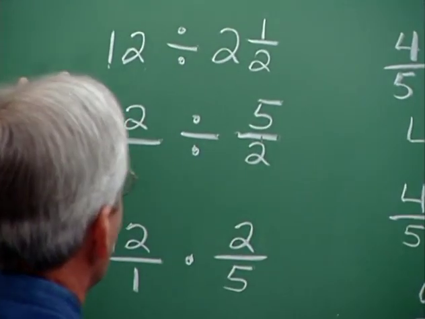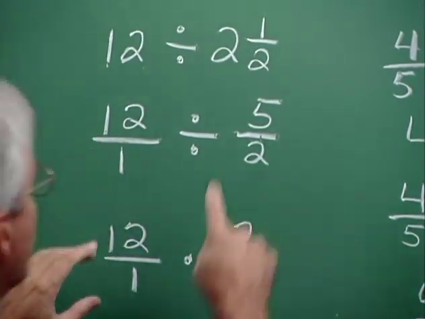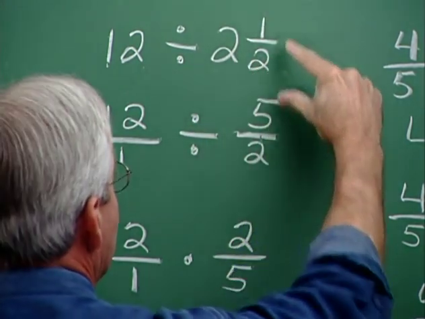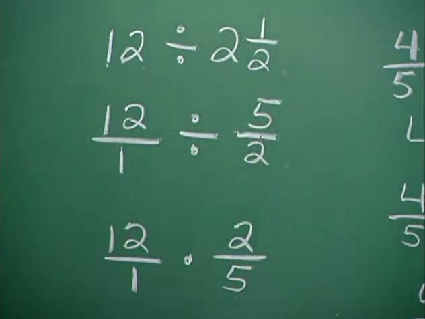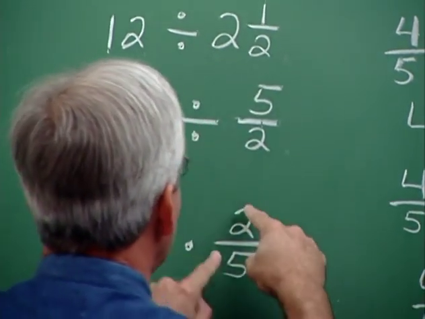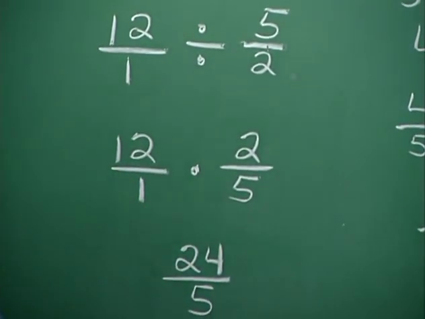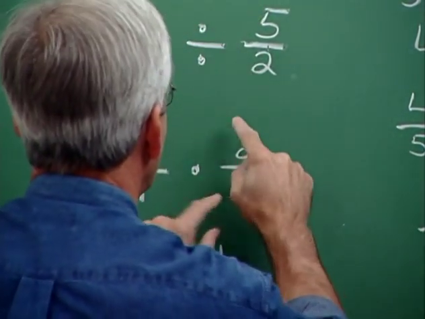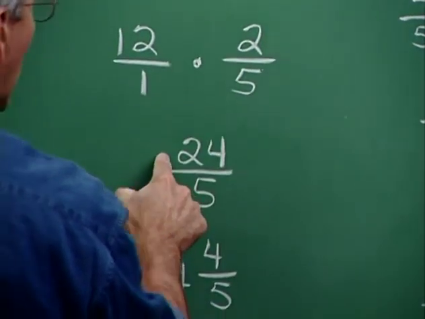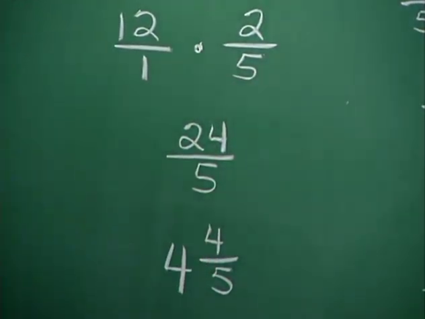Now, this is 12 over 1. And now I'm changing 2.5 to the improper fraction form. 2 times 2, 4, plus 1, 5. So this is 5 halves. Now we change to the multiplication problem. We go from division to multiplication by flipping this divisor, by multiplying by the reciprocal. Okay, so this becomes 2/5. And away we go with the multiplication. 12 times 2, 24, and 1 times 5, 5 for the denominator.